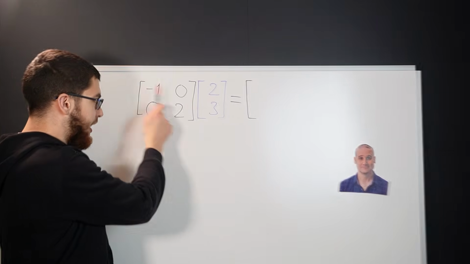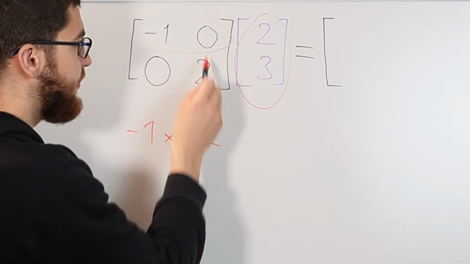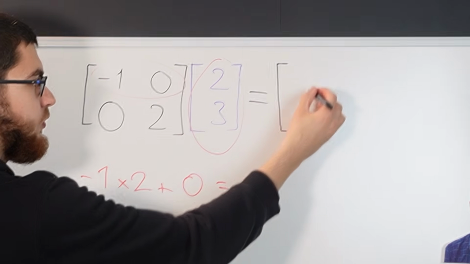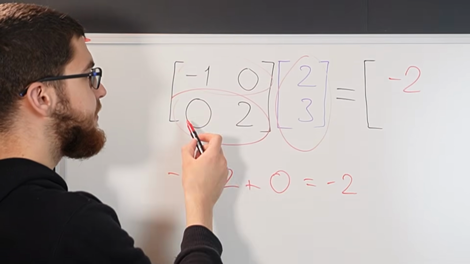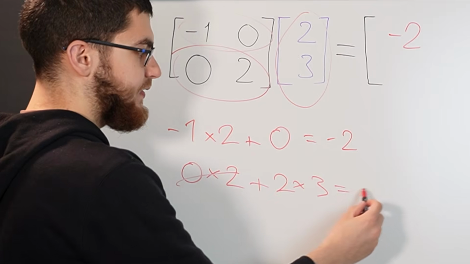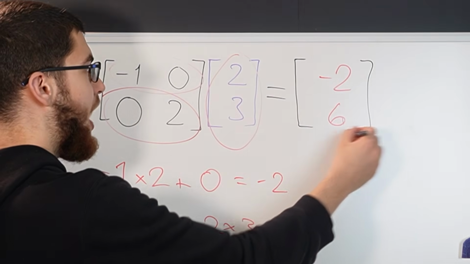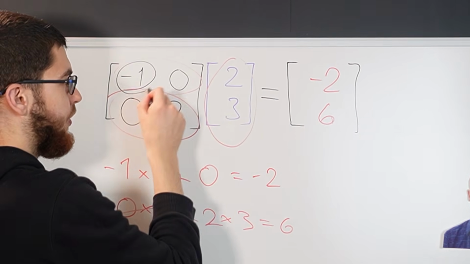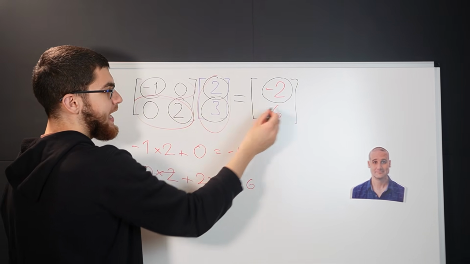So what about if we multiply it by this matrix? Well, we get -1 times 2 plus 0 times 3, which is just 0, and that gives us -2. So we get -2 in here. And the next row multiplied by the same column is 0 by 2 plus 2 by 3, which is 6. So what we're really doing here is we're taking the top row and multiplying it by -1 to get this. So we just get -1 times 2 equals -2. And 2 times 3 equals 6.